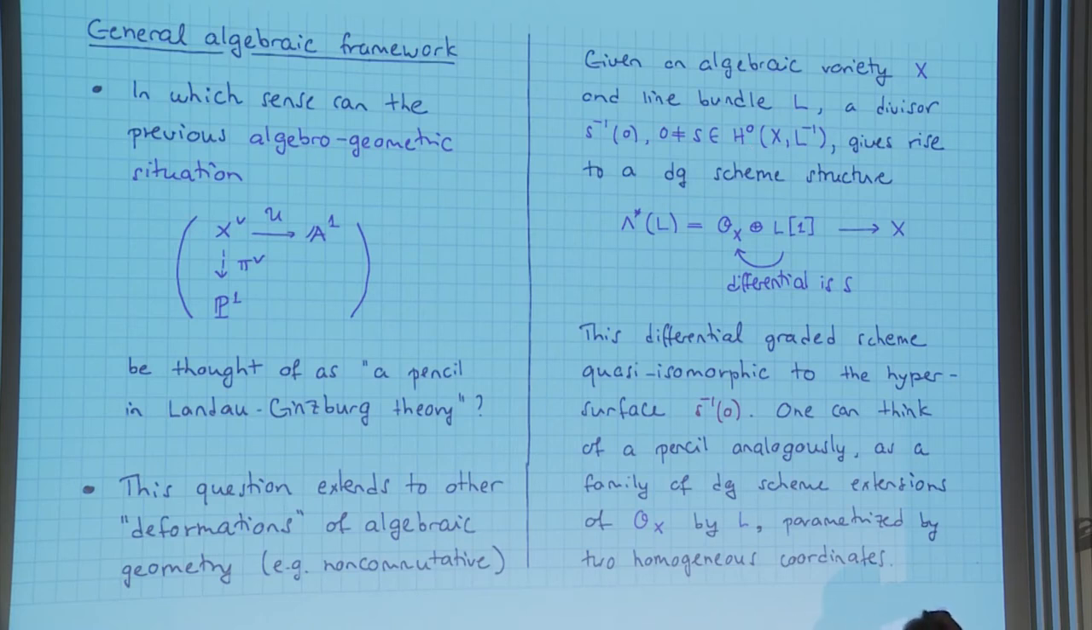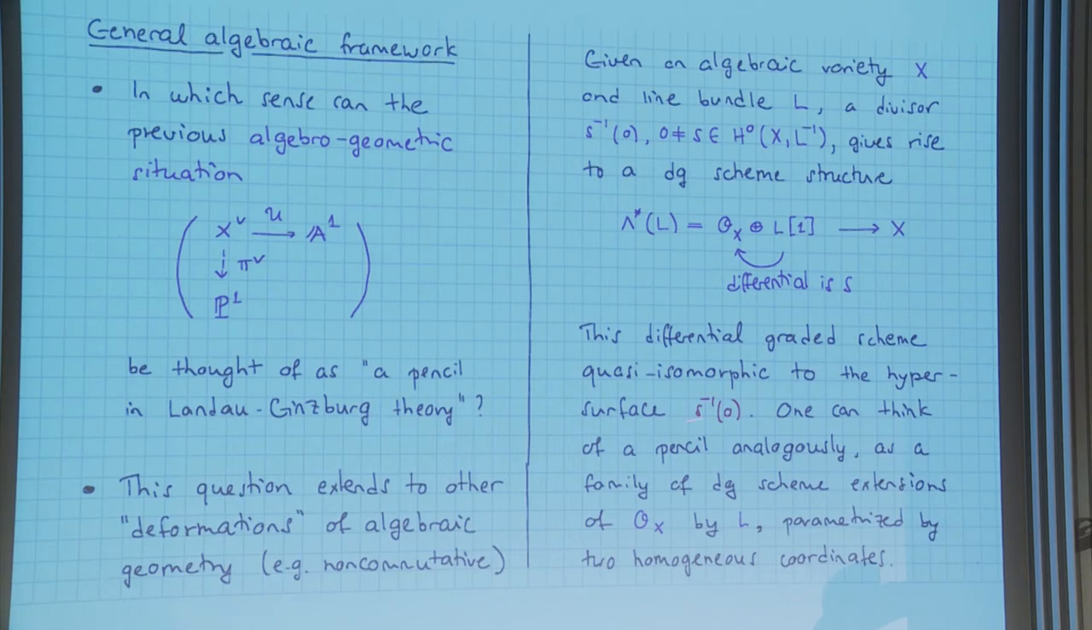But instead of looking at the actual hypersurface that it defines, I prefer to look at a sort of DG resolution of this. So I take the structure sheaf and I take the direct sum with the invertible sheaf L, placed in degree minus 1. I think of this as the exterior algebra on L. So this is a Z-graded sheaf over X. I equip it with a differential that's given by S. So this is a sheaf of DG algebras, which I think of as some kind of differential graded scheme.